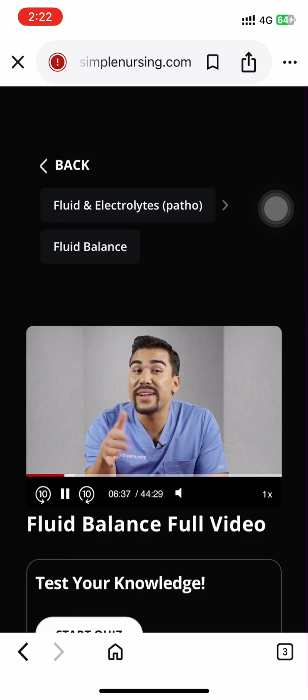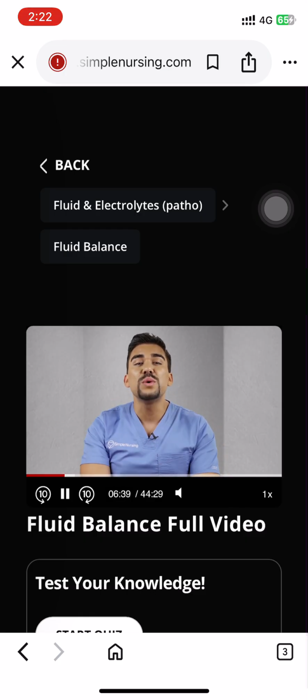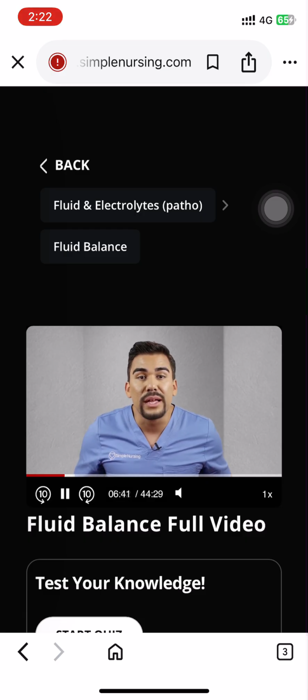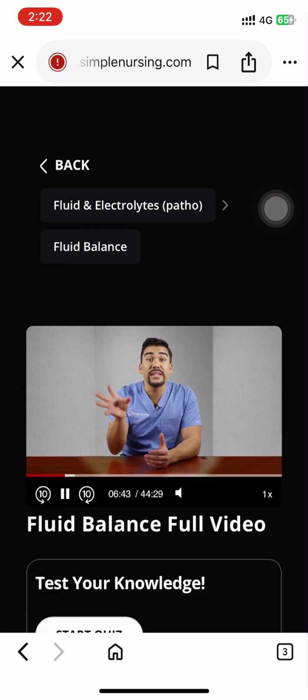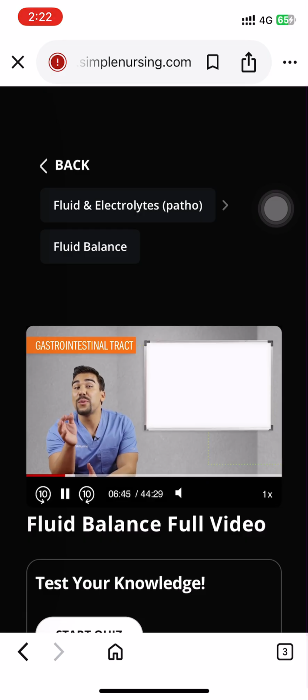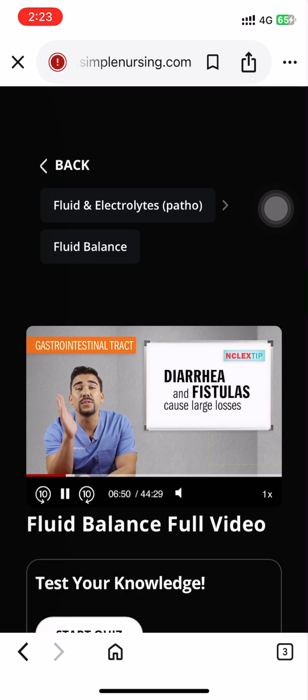Next, we have the less important GI tract. 100 to 200 mLs daily is normal, even though approximately 8 liters of fluid is circulating around in there. Now, a real important test tip here, so write this down. Diarrhea and fistulas cause large fluid losses.